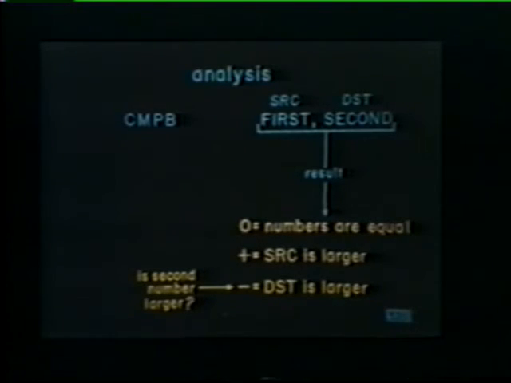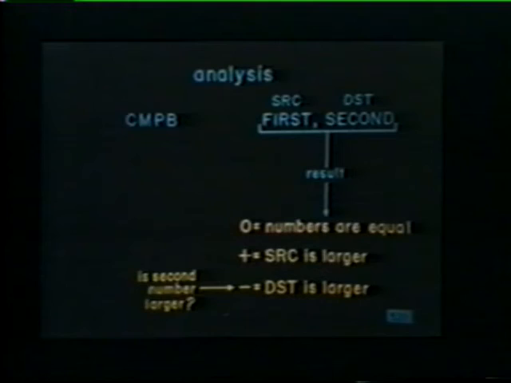We can use the compare byte instruction to compare the first and second numbers by using the first number as the source operand and the second number as the destination operand. There are three possible results from any compare instruction: a 0 result indicating both numbers are equal, a positive result indicating the source is larger, or a negative result indicating that the destination, our second number, is larger. This last condition is the one we're interested in.